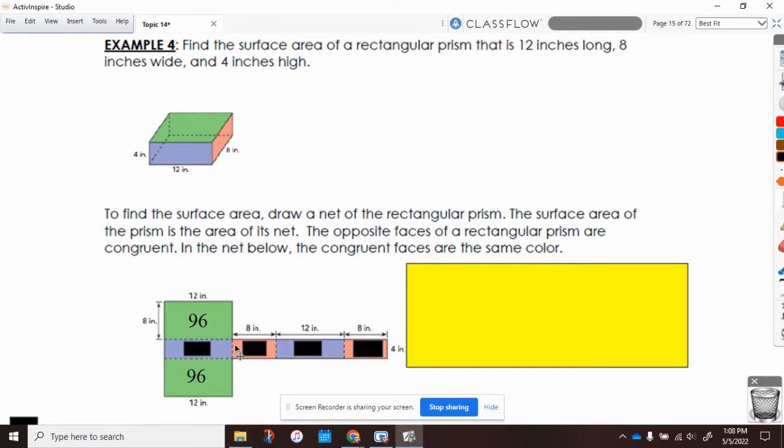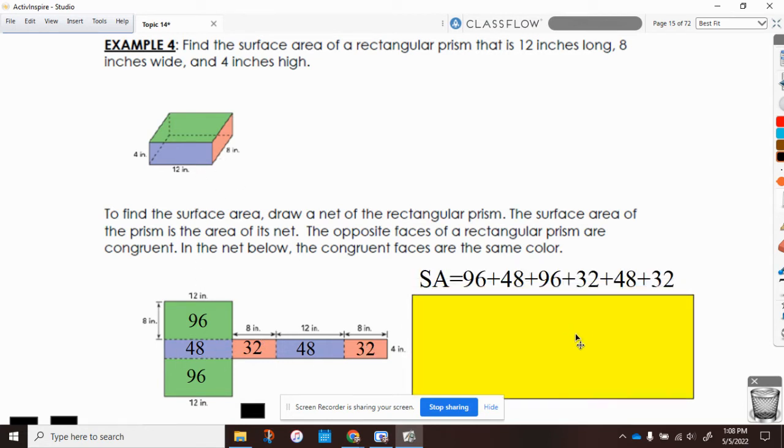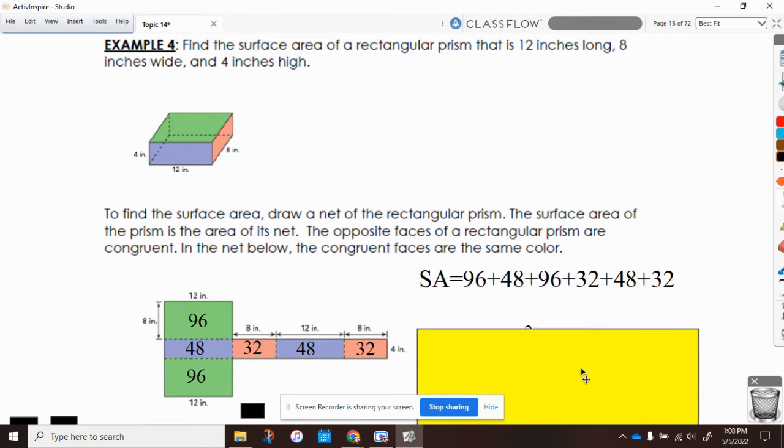The purple one here is going to be 12 across, and it's going to be 4 inches up and down. So 12 by 4 gives us an area of 48. That means this other purple one is also 48. This red one is 8 by 4, so it'll be 32. And that's 32. Okay? All you have to do is add up all the areas of the different parts of this rectangular prism, and we get our surface area.